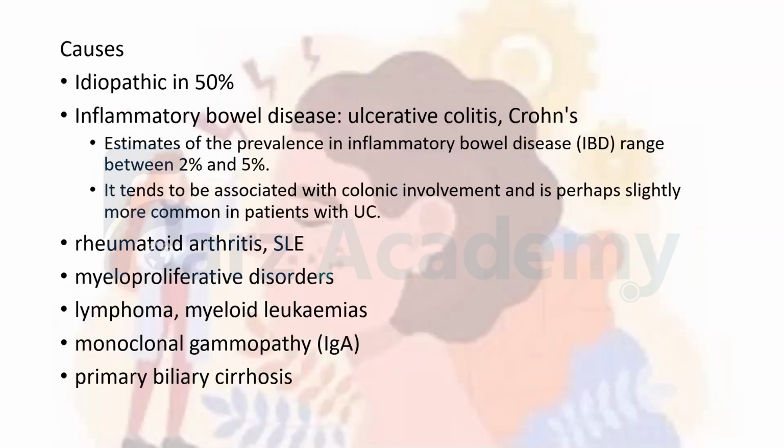Okay, so what are the causes of pyoderma gangrenosum? Most commonly, it is idiopathic in almost 50% of the cases. And another important cause is inflammatory bowel disease. It can be either ulcerative colitis or Crohn's disease. Estimates of prevalence in IBD range from around 2 to 5%. It tends to be associated with colonic involvement and is perhaps slightly more common in ulcerative colitis compared to Crohn's disease. Other causes include rheumatoid arthritis, SLE, malignant disorders like myeloproliferative disorders, lymphoma, leukemia, monoclonal gammopathy, and primary biliary cirrhosis.